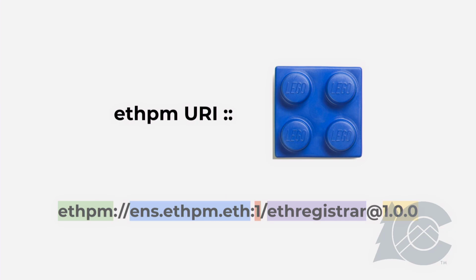And so it starts off with the scheme, which is ethPM. It's followed by the registry address, which should be ENS. Contract addresses are fine, but honestly, no one should be using them anymore. Everyone should be using ENS. Followed by the chain ID, which is optional. If it's left out, it defaults to the mainnet. And then you have the package name and the package version. And within this string, you can capture any ethPM package on any registry, pretty much any Lego you want to pass around.